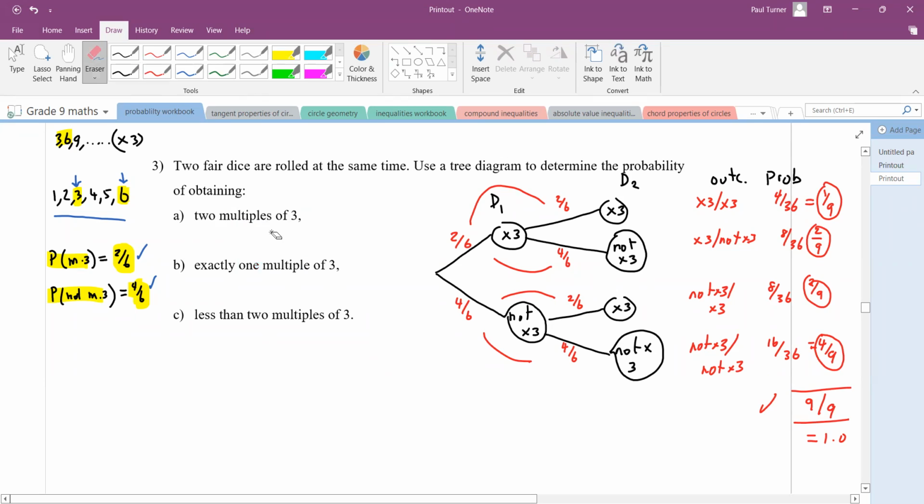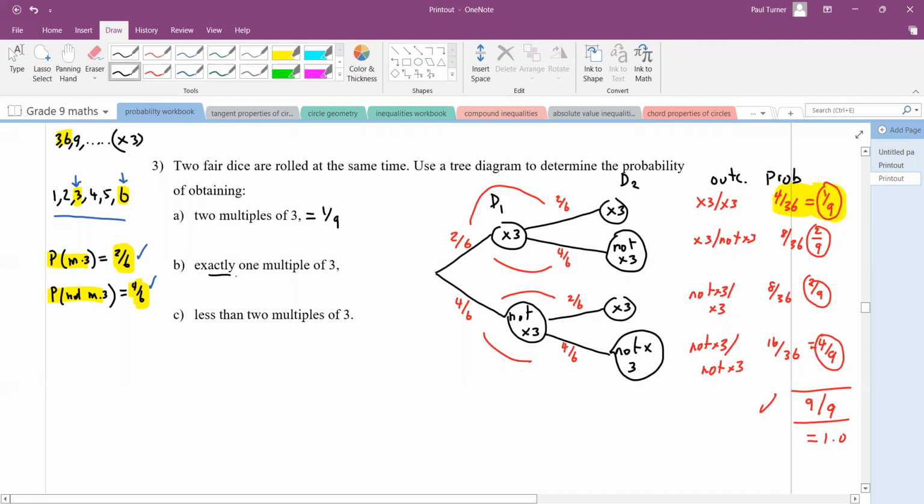So we've got to find the probability of 2 multiples of 3. So that is this one over here, isn't it? This is 2 multiples of 3 here. So this is going to be 1/9. So there's only one branch that gives that answer. So 1 out of 9.